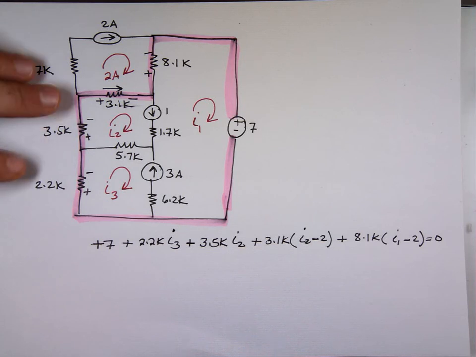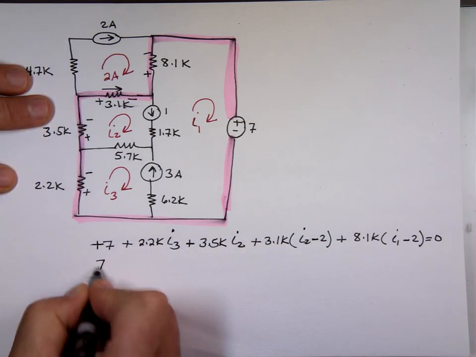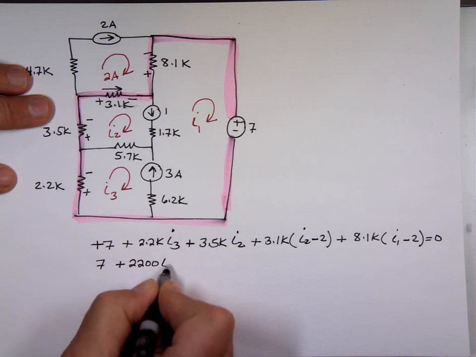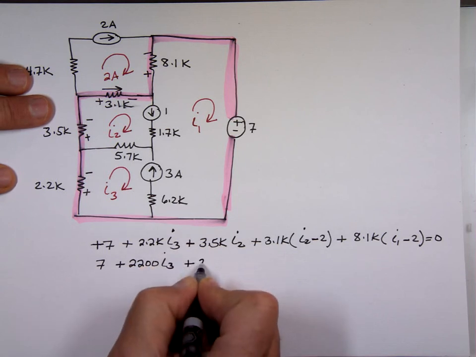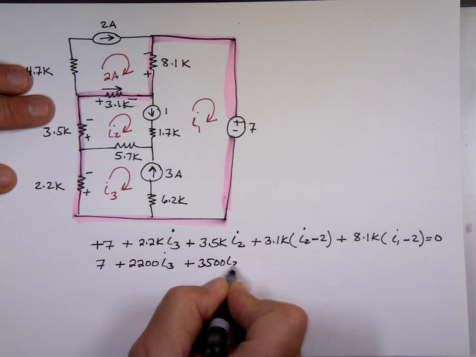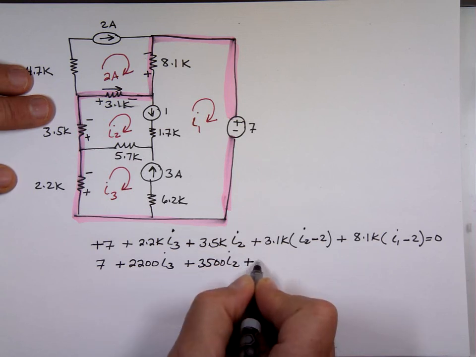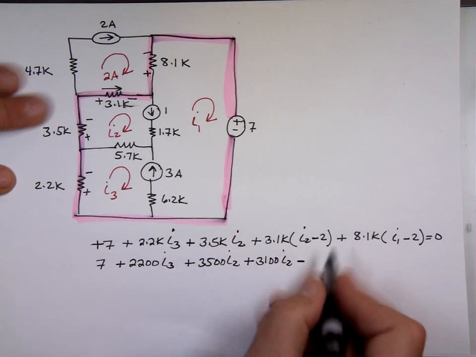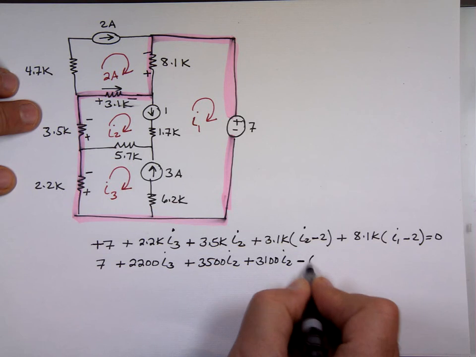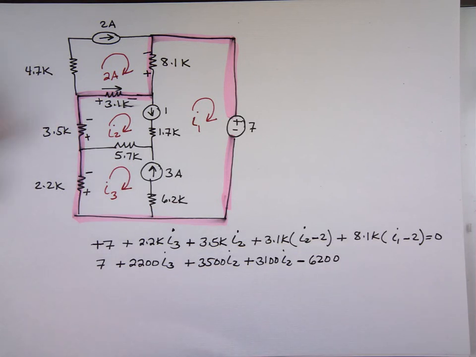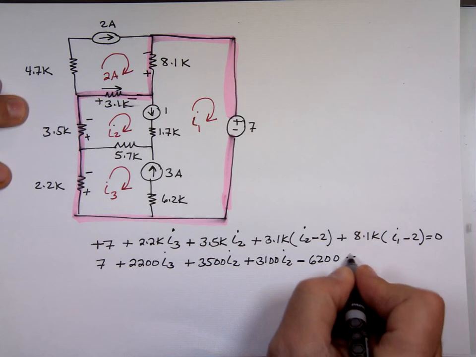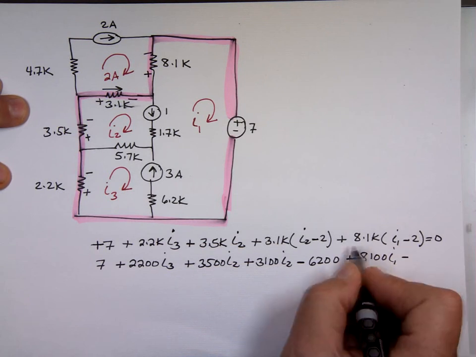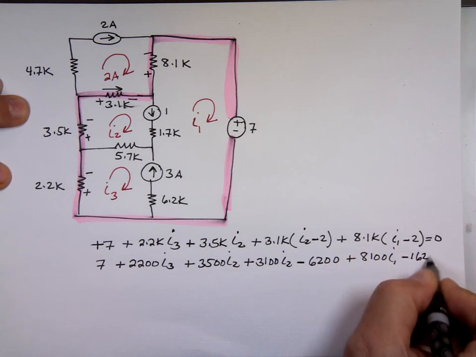Let's clean that. 7 plus 2,200 I sub 3 plus 3500 I sub 2 plus 3100 I sub 2 minus 6200, is it? Plus 8100 I sub 1 minus 16,200 equals 0.